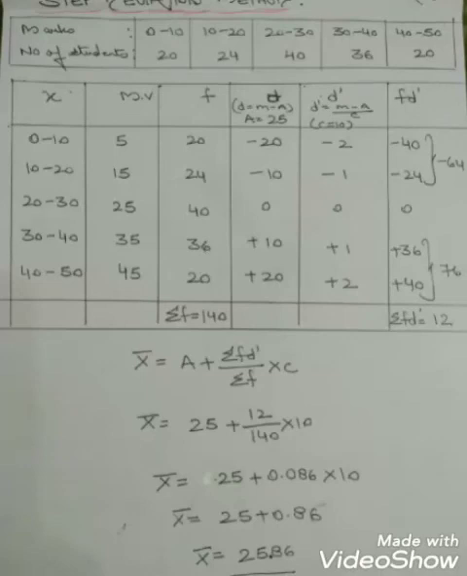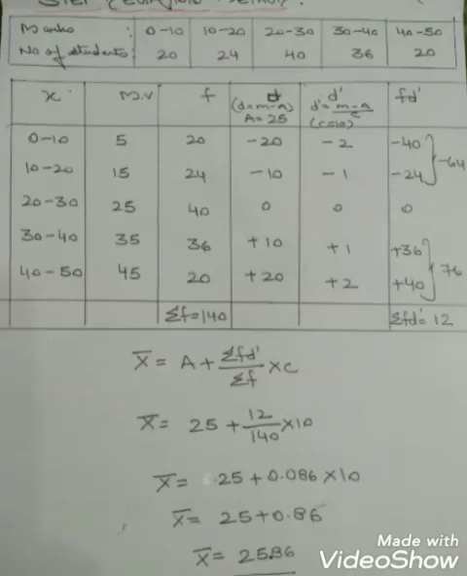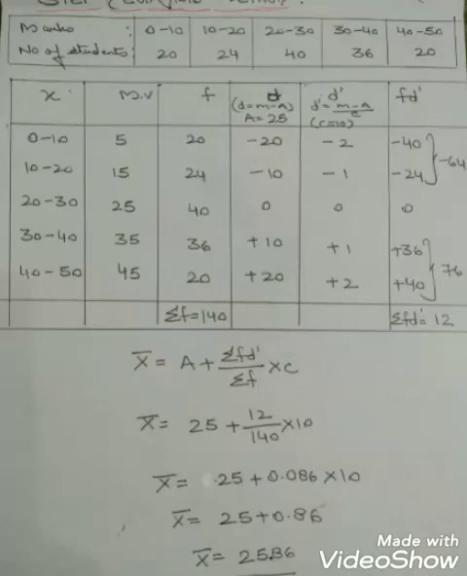Directly we take minus 20 divided by common factor. Common factor is 10. So minus 20 divided by 10, that comes to minus 2. Minus 10 divided by 10 is minus 1. 0 divided by 10 is 0. Plus 10 divided by 10 is 1. And plus 20 divided by 10 is plus 2. Now what you have to do? You have to come with the FDI, means frequency to be multiplied with your deviation.